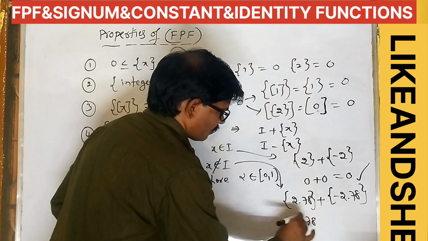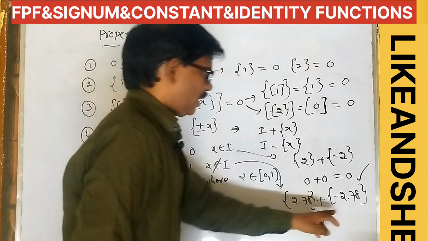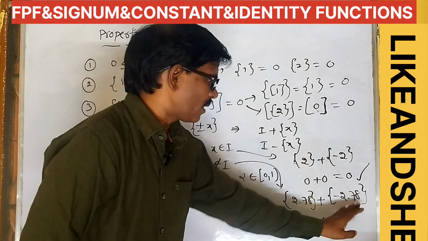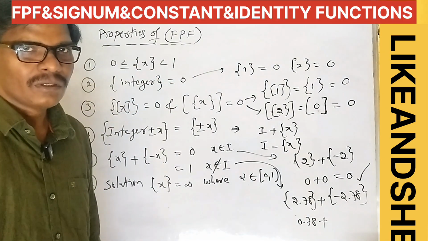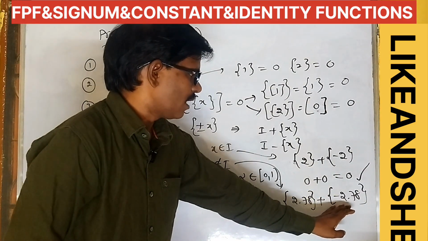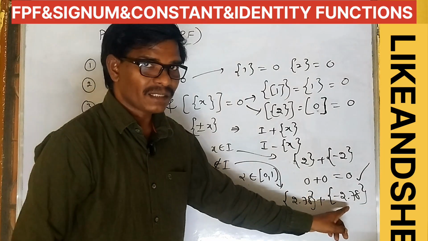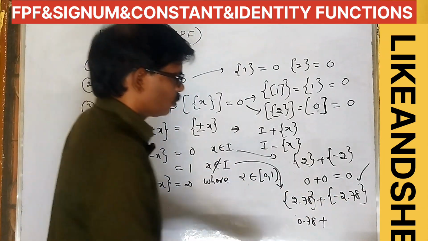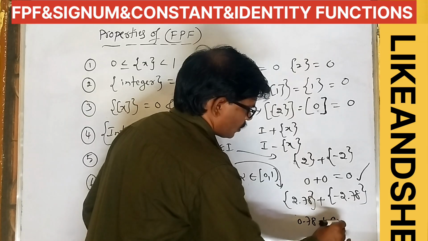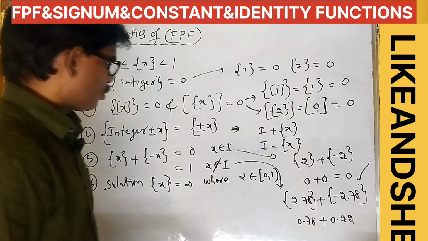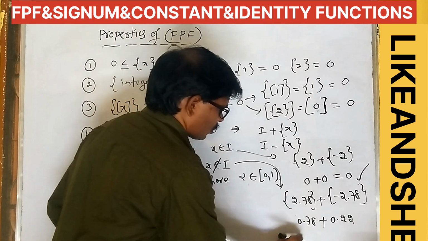The fractional part is 0.78. Next, what is the fractional part here? What is the integer here? This is the integer plus the fractional part. This is 0.22. So 0.22 and 0.78 add up to 1.